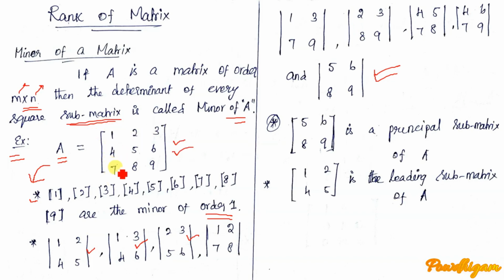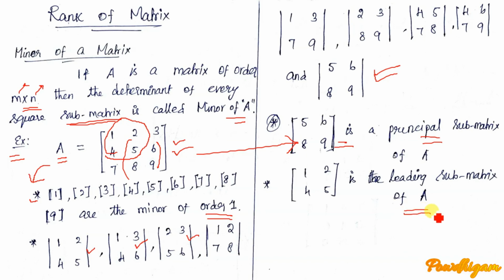One specific important concept: if you eliminate this primary row and this primary column, you will get the submatrix 5 6, 8 9. This submatrix is called the principal submatrix. And if you eliminate the last column and the last row of the given matrix, you will get a submatrix that is called the leading submatrix of the given matrix A.